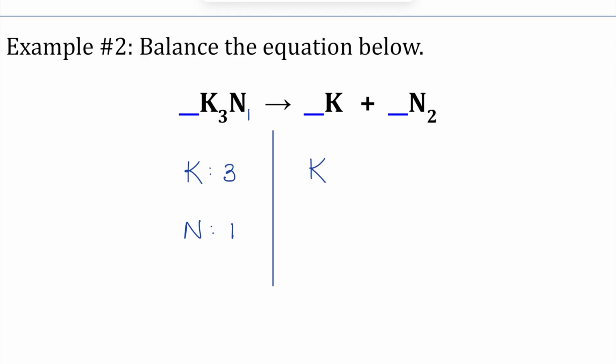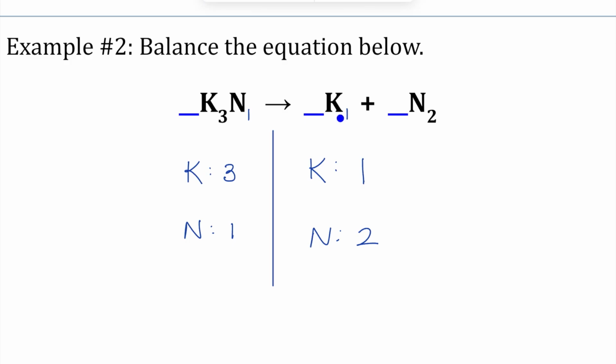And then potassium and nitrogen. I have 1 potassium and 2 nitrogens because nitrogen is diatomic. Now when I'm comparing, I have 3 potassiums on the left, 1 on the right. We can't get rid of any potassiums because this is formed based on those charges for each of those. So that means I need to get this 1 up to having 3.